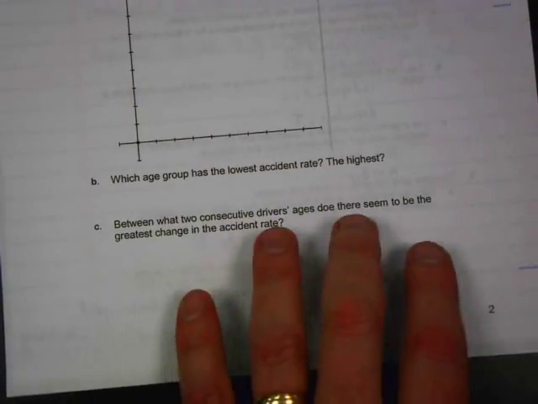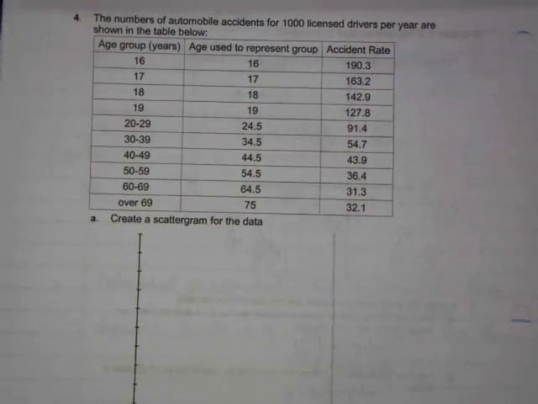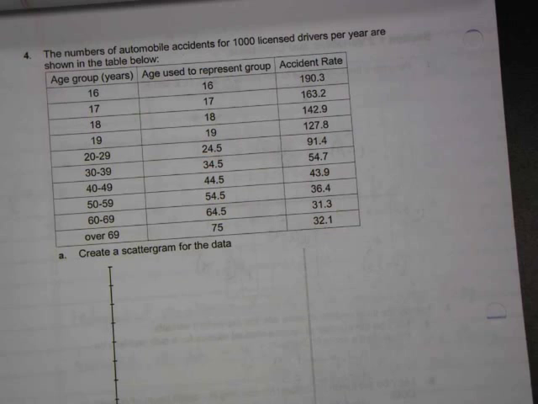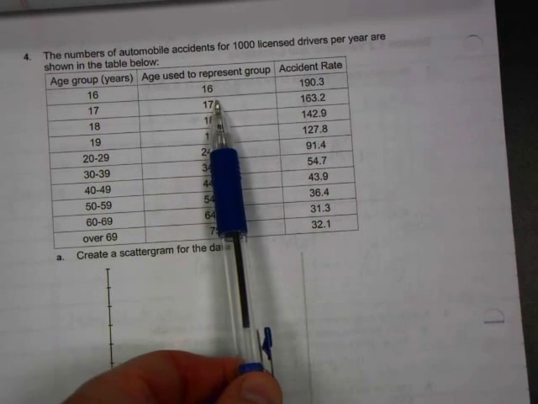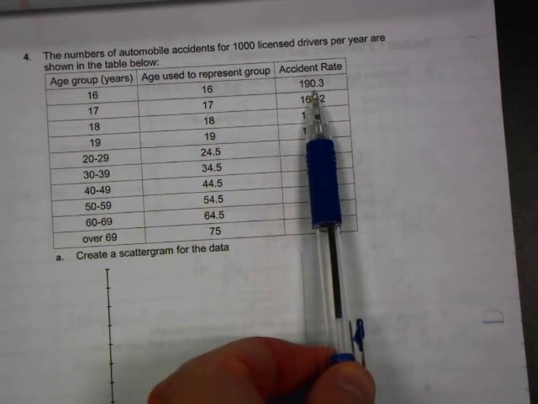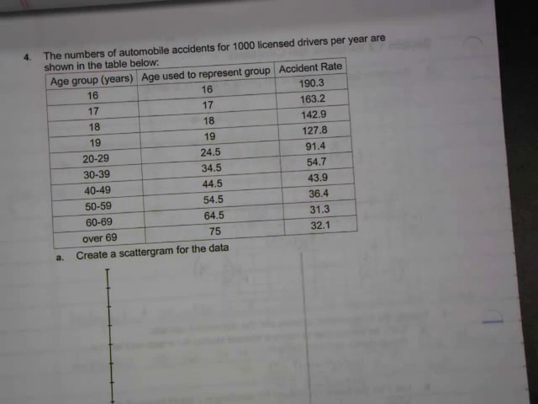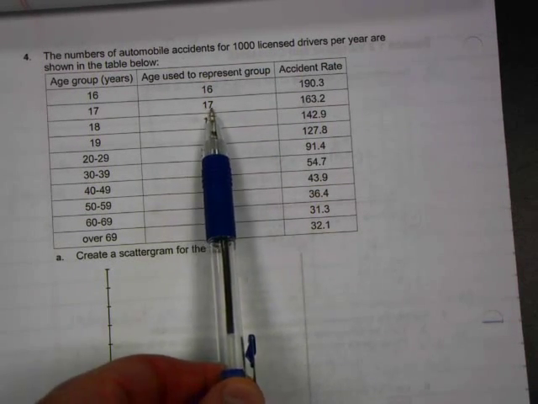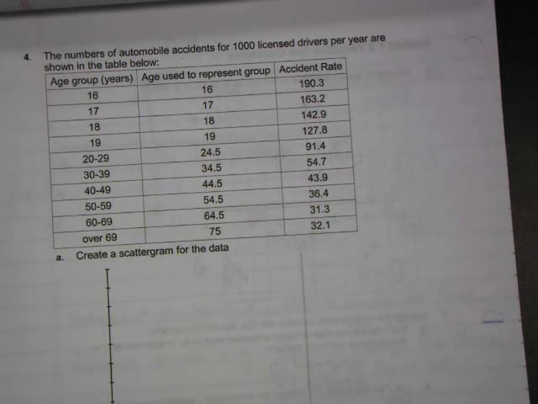Okay, the last thing we have in this section, and we're going to do a lot of this semester. We're going to be given data, and from the data we're going to want to do stuff with it. So this data is the number of automobile accidents for 1,000 licensed drivers per year shown in the table below. So, 16-year-olds, approximately 190 out of every 1,000 will get in an accident. If you're 17 years old, approximately 163 out of every 1,000 will get into an accident this year. So on and so forth.